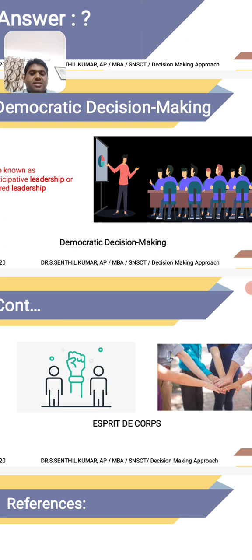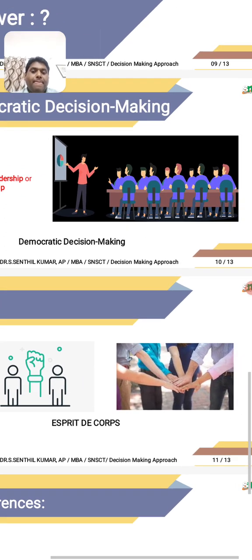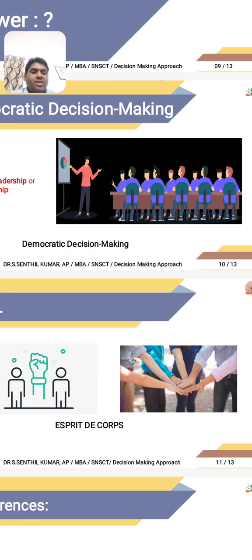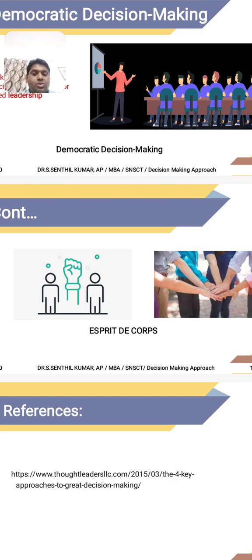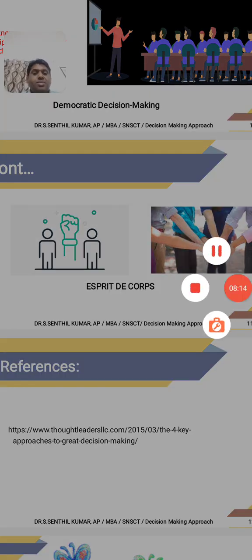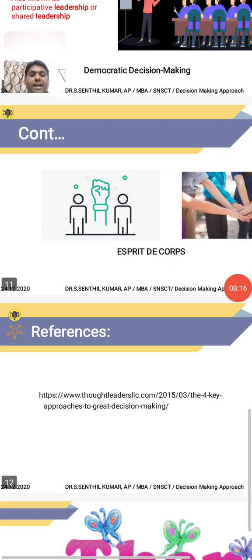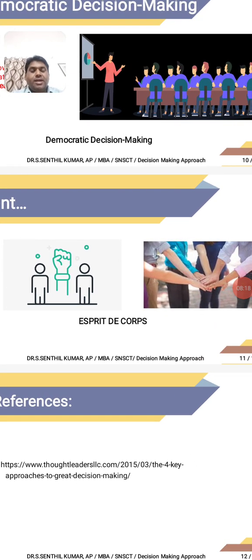Then the final thing is esprit de corps. Here, you see, all together giving equal support for their departments to go to the next level. So this plays a very, very important role. And these authorities and decision making approaches are very, very important when we implement them at the organizational level. It becomes more active, right?